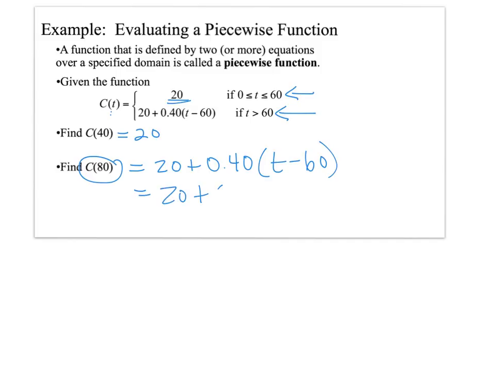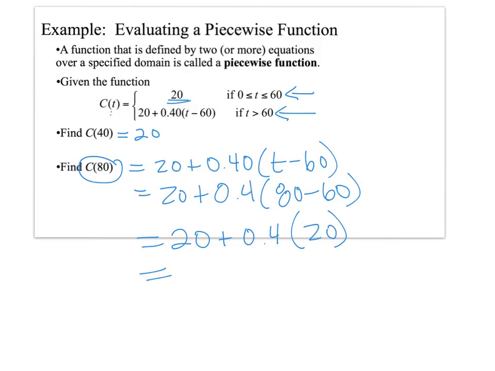So we have 20 plus 0.4 times 80 minus 60. 80 minus 60 is 20 there. And then 0.4 times 20 plus 20 gives us 28. So when t is equal to 80, the function evaluates to 28.